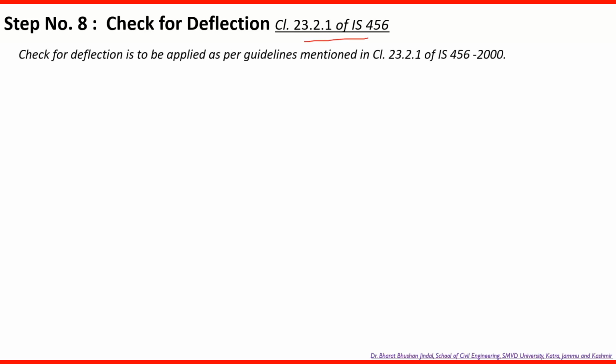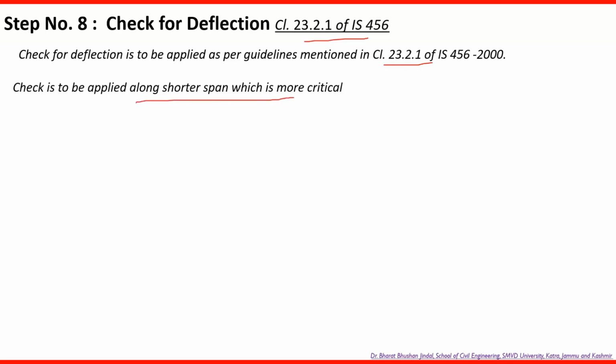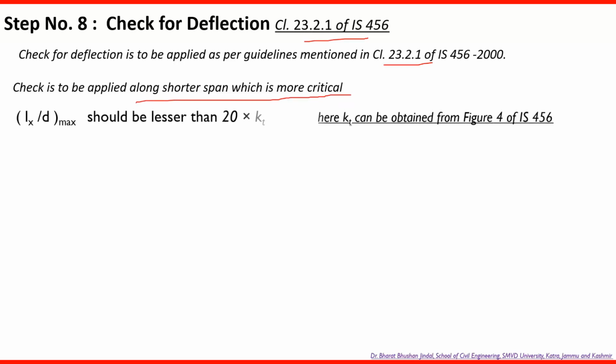Now in step number 8, we are referring clause number 23.2.1, and we will be applying the check for deflection. So the check for deflection is to be applied, we have to refer this clause. Now the check is to be applied along the shorter span, since it is more critical. Why is it more critical? That we have discussed in the previous section.